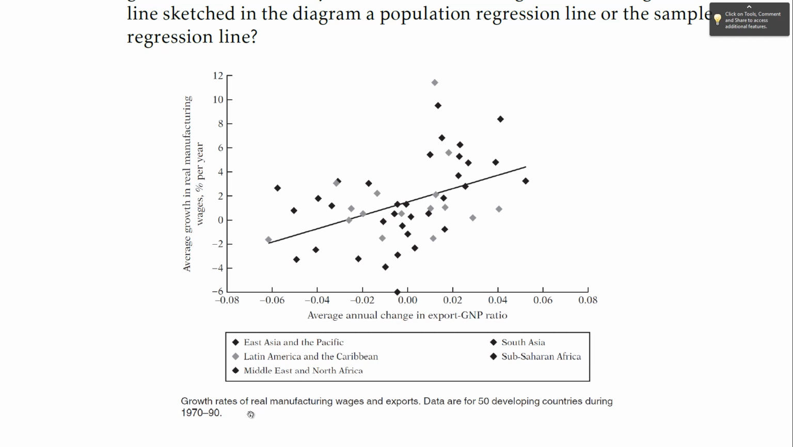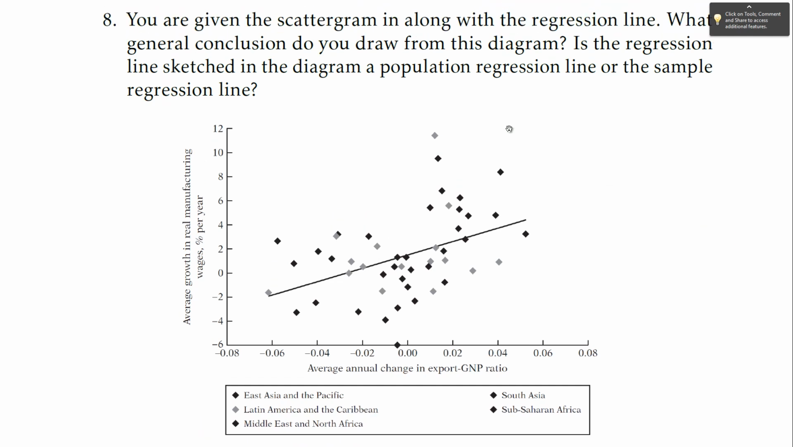The whole graph represents growth rates of real manufacturing wages and exports, 50 developing countries. So here is the average growth in real manufacturing wages, and here's average annual change in export to gross national product ratio. All right, so what is the question? What is the question here? You are given a scatter plot. What general conclusion do you draw from this diagram? So how actually can we analyze those types of diagrams?